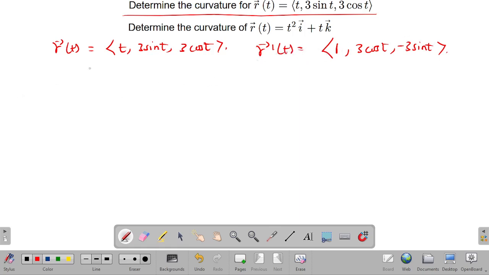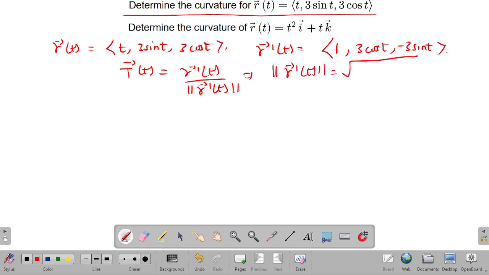We need to find the T. We realize that our T of t is simply equal to r prime of t over the length of r prime of t. So we need the length of r prime of t. And what would that be? I'll just take the square root of 1 squared plus 3 cosine of t squared, everything squared.